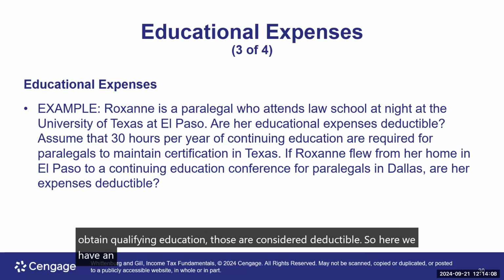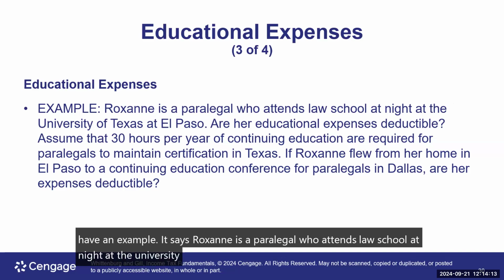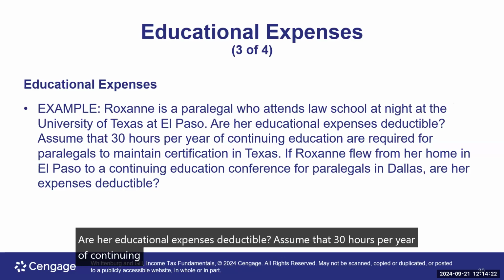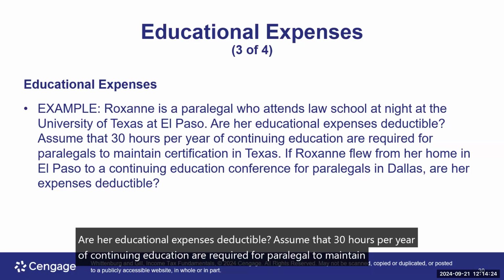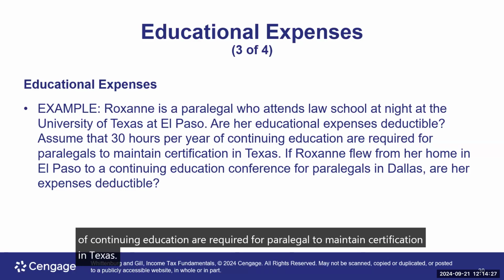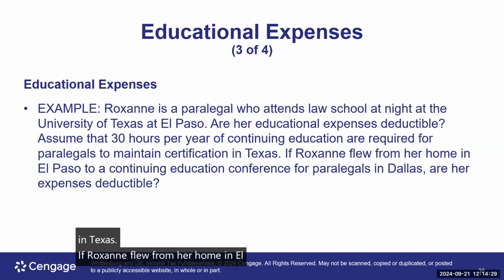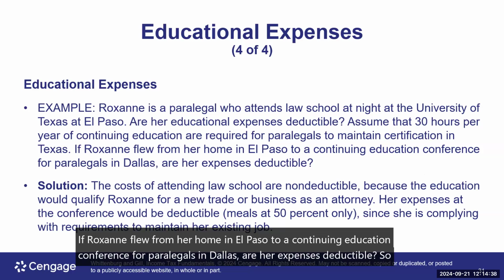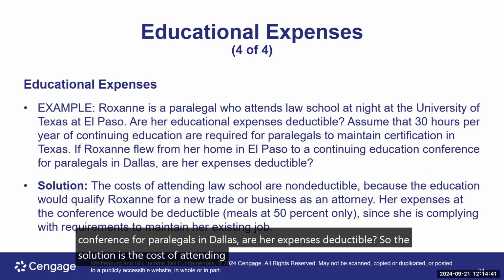So here we have an example. Roxanne is a paralegal who attends law school at night at the University of Texas at El Paso. Are her educational expenses deductible? Assume that 30 hours per year of continuing education are required for paralegals to maintain certification in Texas. If Roxanne flew from her home in El Paso to a continuing education conference for paralegals in Dallas, are her expenses deductible? So the solution is the cost of attending law school is non-deductible.